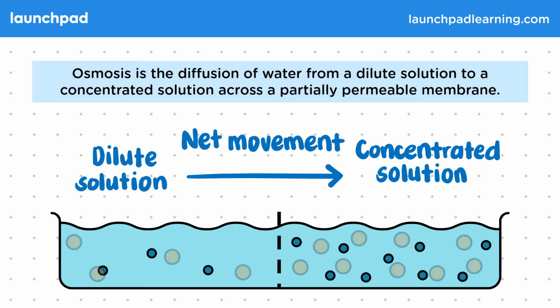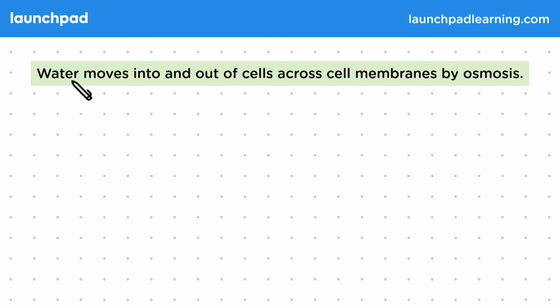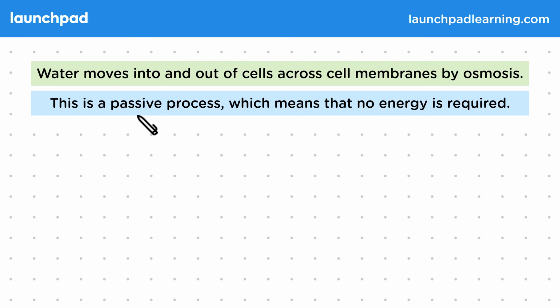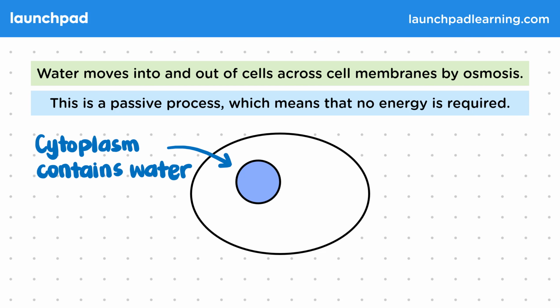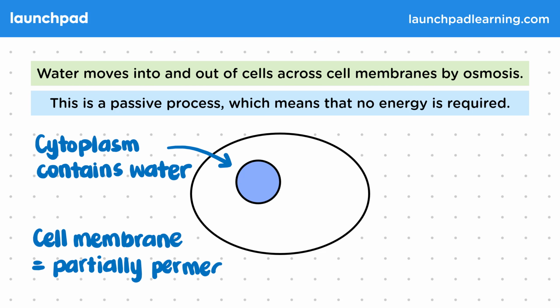So what's the effect of osmosis on cells? Water moves into and out of cells across cell membranes by osmosis. This is a passive process, which means that no energy is required. All cells need water because the cytoplasm contains water, and this makes up most of the inside of the cell. Remember that the cell membrane is partially permeable, which means that water can move in and out.